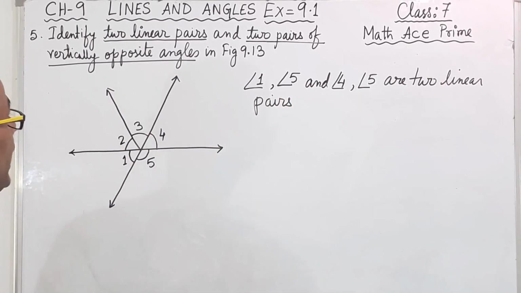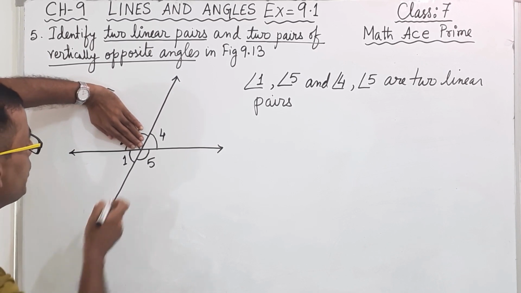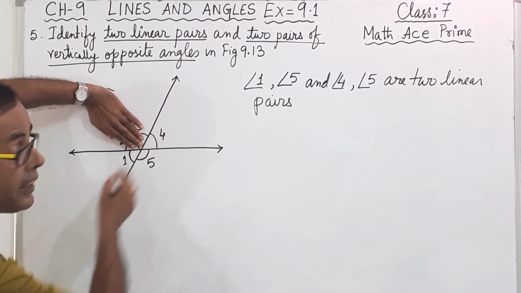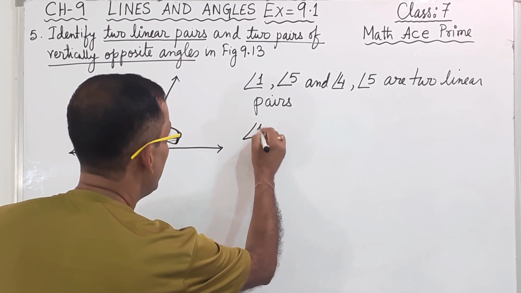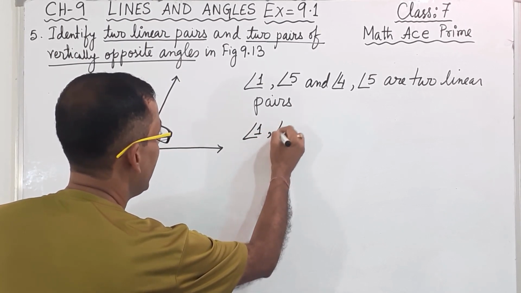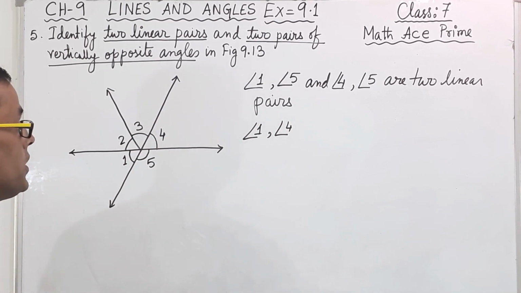Okay, now they are asking what? Two pairs of vertically opposite angles. So for vertically opposite angles, first you forget about this part. Okay, now you can see 1 and 4, they are vertically opposite angles. So what can I write? Angle 1, angle 4, they are one pair of vertically opposite angles.